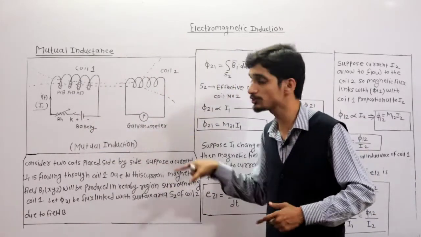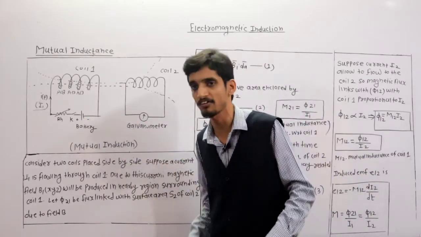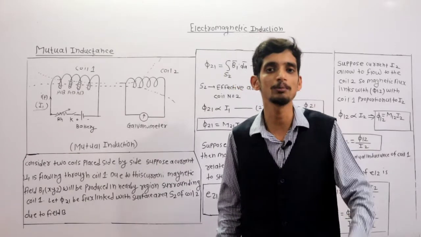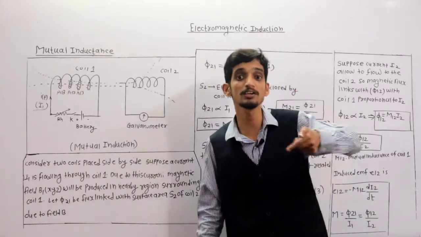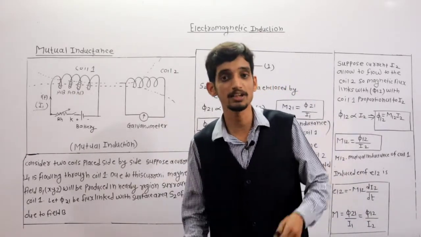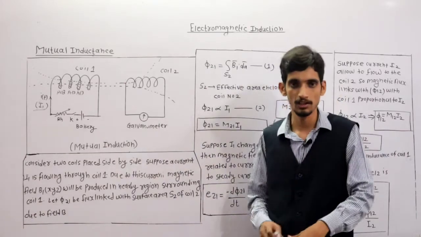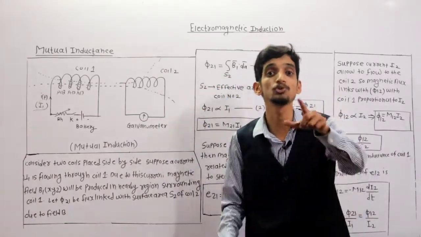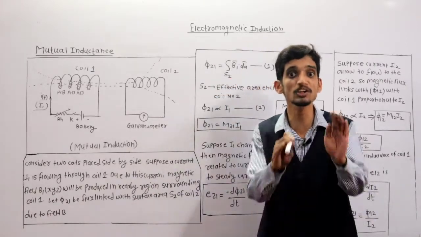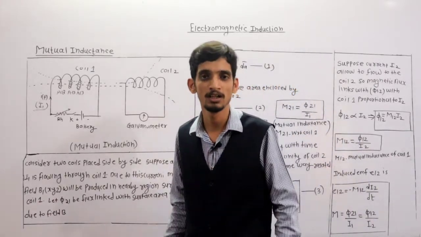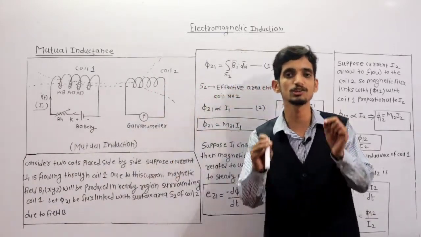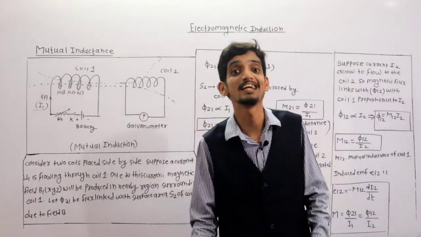It means the second coil is not directly connected to the battery. Even though the second coil shows deflection in the galvanometer, it means what? The current is flowing in the second coil, or the EMF is induced in the second coil, due to change in the flux in the first coil. So this is called mutual inductance. The production of induced EMF in the second coil due to change in the current in the first coil is called mutual inductance.